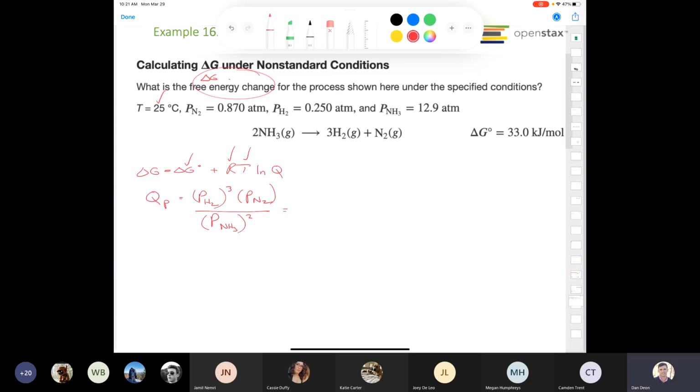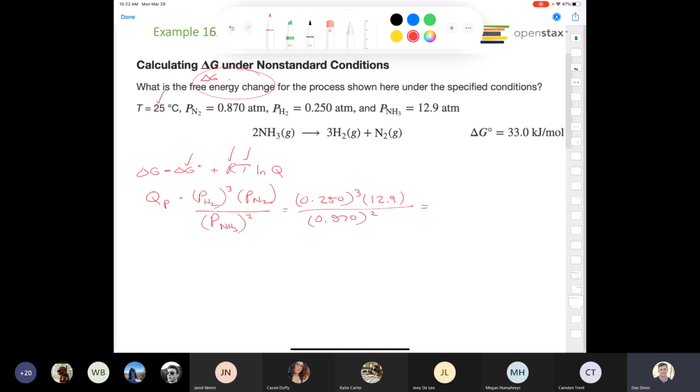Okay, thanks, Violet. Good. So let's plug in some numbers. For the partial pressure of hydrogen, what do we have? 0.250. We cube that. The partial pressure of nitrogen is 12.9 atmospheres. We divide that by the partial pressure of ammonia, which is what? 0.870 squared. I didn't work this out, and my calculator's on the floor. If anybody has the Q, could you tell me faster than I can do it?